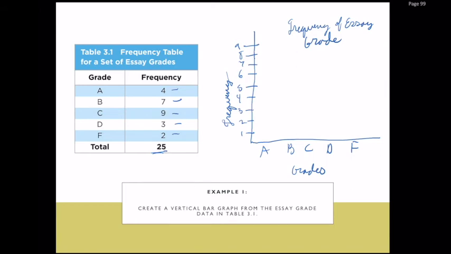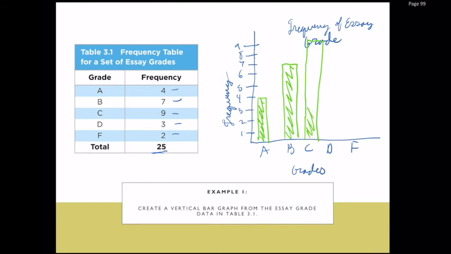So here I've got 4 A's occurring. I've got 7 B's. And see how I'm leaving a space? That's a common thing for a bar graph. If they don't have a space, there's something else, which we'll talk about later. I had 9 C's, and it went up into my title, but that's okay because this is just an example. I had 3 D's, and I had 2 F's.